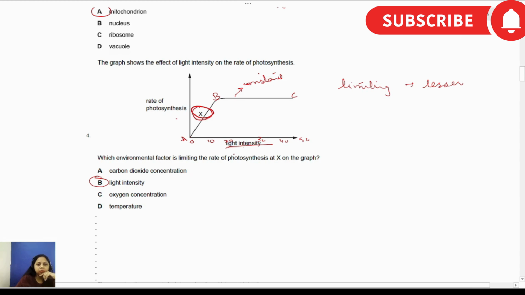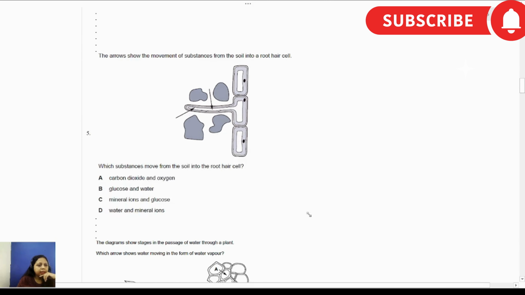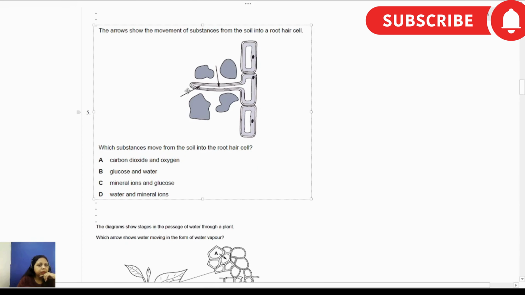Because this is present in the smaller amount. Okay, next question. A diagram is given. So these are the root hair cells. This one is the soil. Which substance moves from the soil into the root hair cell? Water and mineral ions. Good.